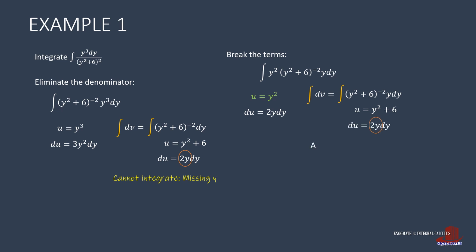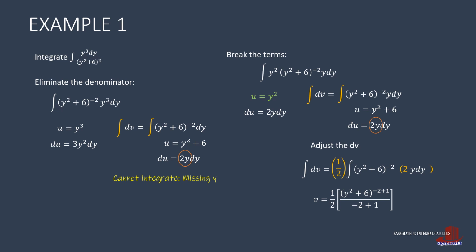This time, we have y dy in the integral, so we only needed to adjust it with 2. So with the integral, multiply 2 with y dy and place 1/2 before the integral. And through the general power formula, we can have v as half of y squared plus 6 raised to negative 2 plus 1 over negative 2 plus 1. Now we determine v as negative 1 over 2 times y squared plus 6.